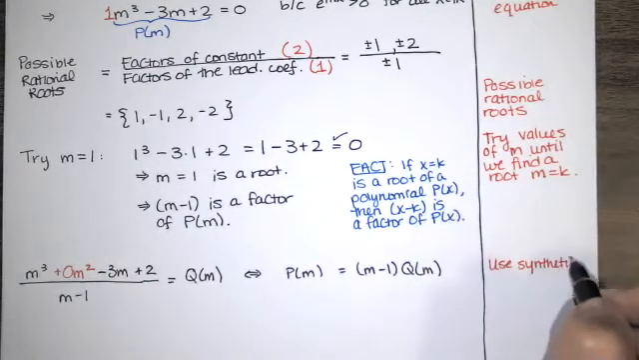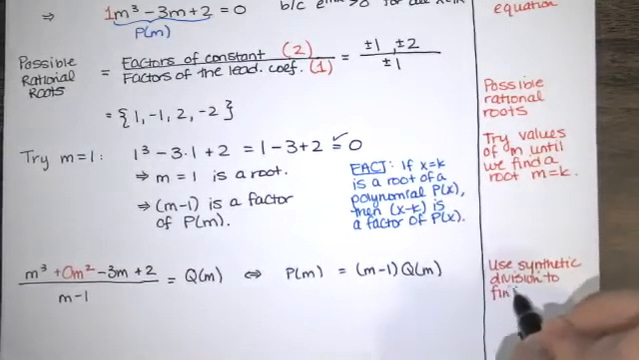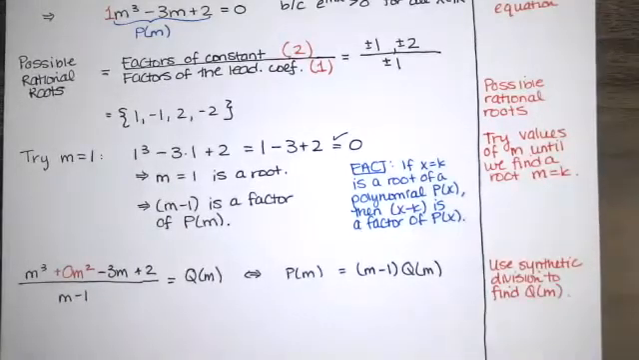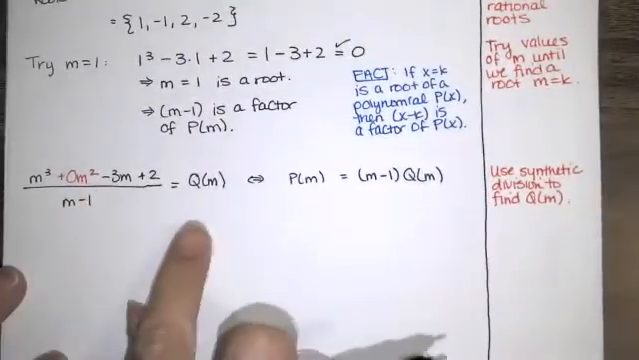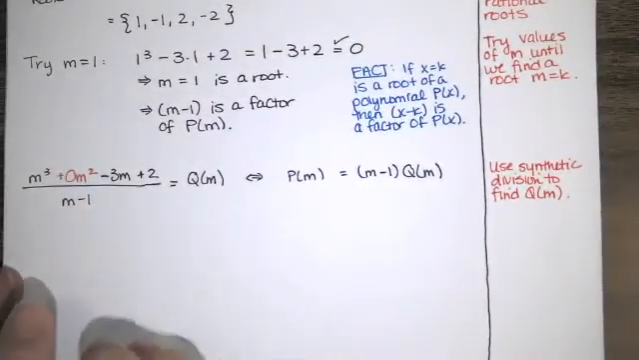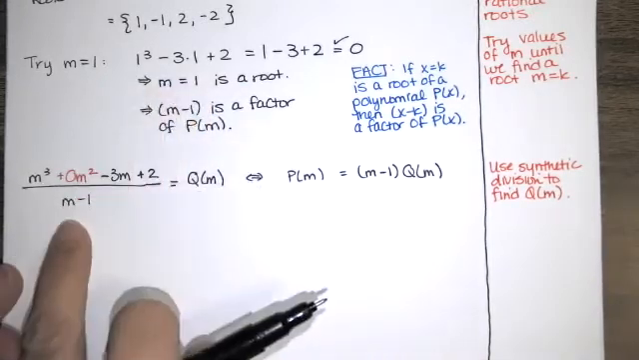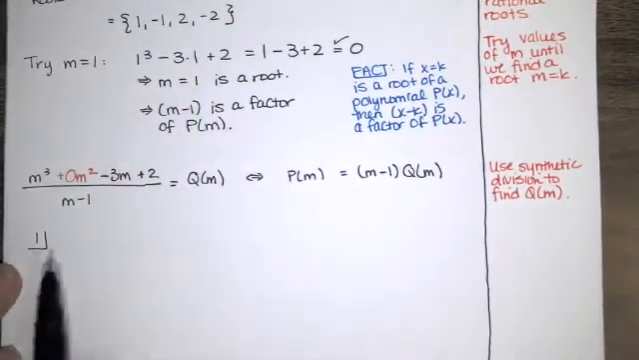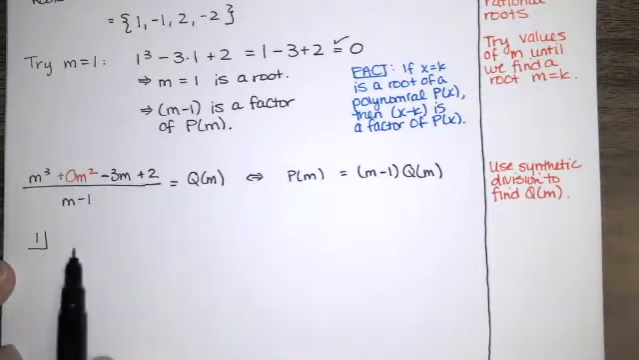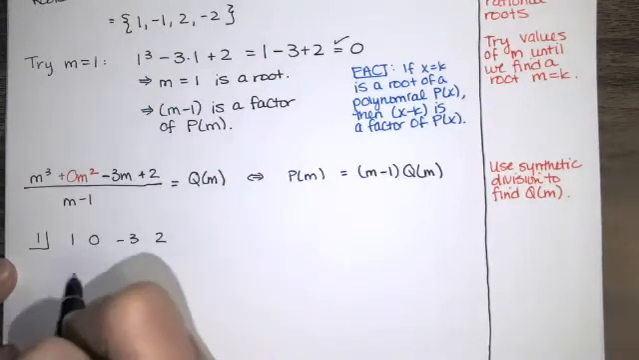And if you don't like synthetic division, that is okay. You can use long division instead. Now, when you're using synthetic division, you take this expression in the denominator, if it is m plus or minus a constant, or x plus or minus a constant. You set that equal to 0 and you solve for x or m. That's going to give you the root that corresponds to that factor. So we set that equal to 0 and we get m equals 1. That goes in the little box over here. Then the coefficients of our polynomial in the numerator, they go over here. So there's a 1, a 0, a -3, and a 2.